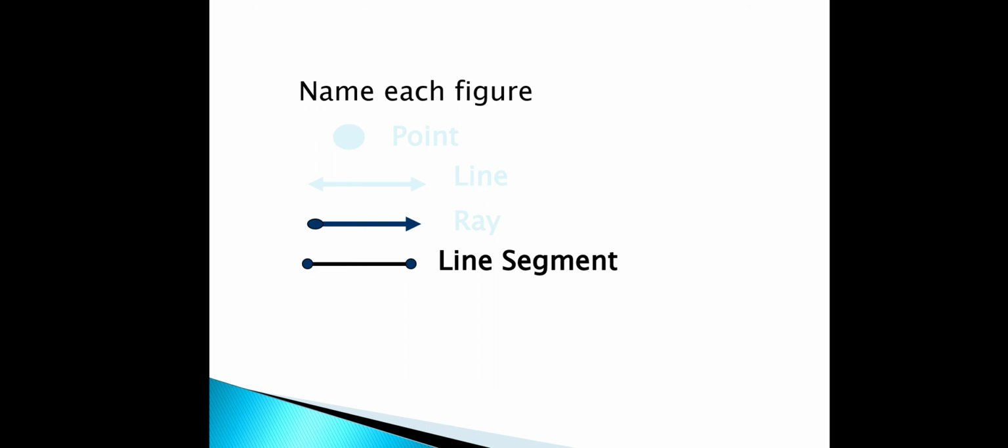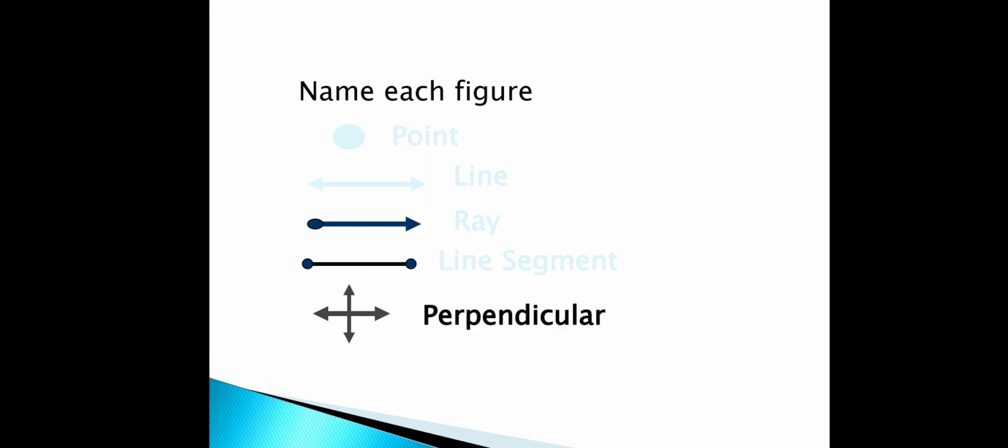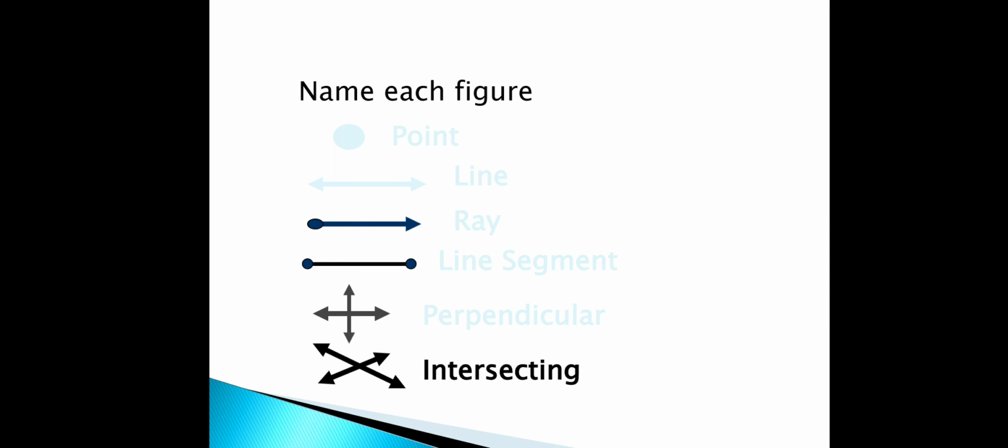Name each figure. This figure is called a point. This figure is called a line segment. Ray. Line segment. Perpendicular lines. Intersecting but not perpendicular. Parallel lines.